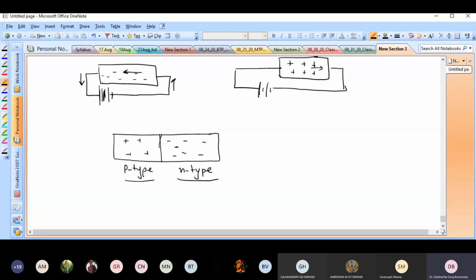So these two things, which share this common physical boundary, together form the basis of electronic devices. This junction is called the p-n junction. We will see why this is important.